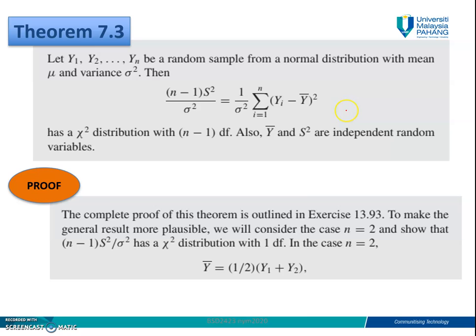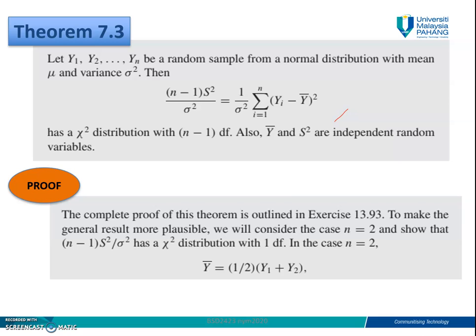You will have n minus 1 times s square divided by sigma square. This is also similar to 1 over sigma square times the summation of (Yi minus Y bar) square, from 1 until n. This has a chi-square distribution with n minus 1 degrees of freedom. And then Y bar and s square are independent random variables. So this is the theorem we are proving.